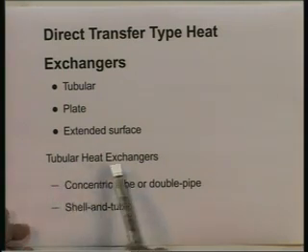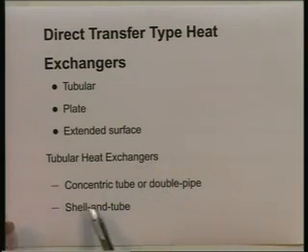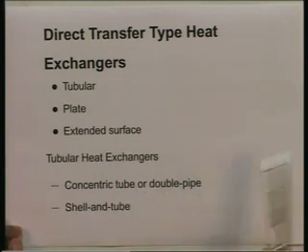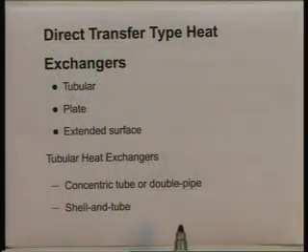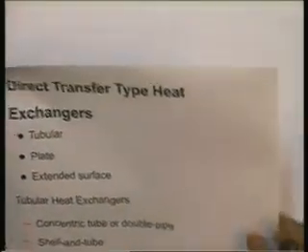First, tubular heat exchangers, and in fact, we have already looked at one tubular heat exchanger. What was that? That was the concentric tube or the double pipe heat exchanger. We have already looked at that, one tube inside another tube, one of the fluids flowing through the inner tube, the other fluid flowing in the annulus around the inner tube. We have already seen that. Now, let us look at one more tubular heat exchanger, which is called the shell and tube heat exchanger.